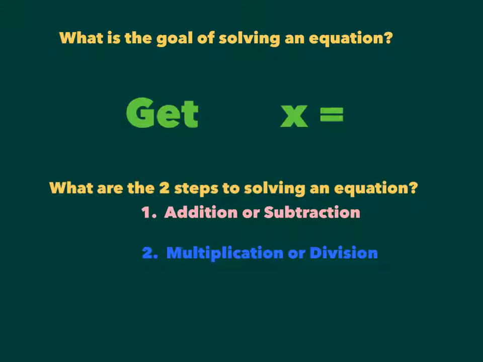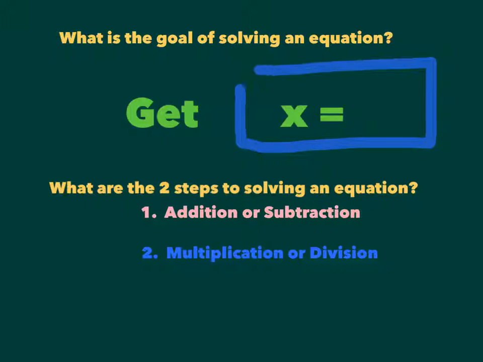So the goal of solving an equation is to find a numeric value for x. So we want to find out what's the numeric value for our variable x. And the goal is to get something that looks like this: x equals, and then a number in this area. So x equals some sort of number that we would get through solving an equation.